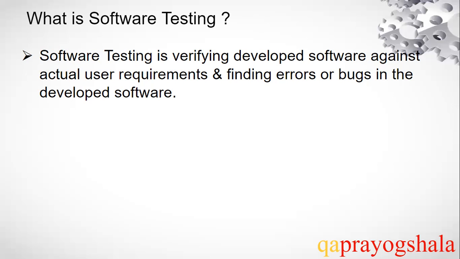Now let's say the user requirement is 1 plus 1 equals 2, right? And you need to adhere to the user requirements, right? If we test this particular functionality and 1 plus 1 equals 2, then our software functionality is working correctly and it could be delivered to the end user, right? But let's say instead of 2, 1 plus 1 equals 3. Then that is a bug, guys, right? So we need to fix this issue in the developed software.